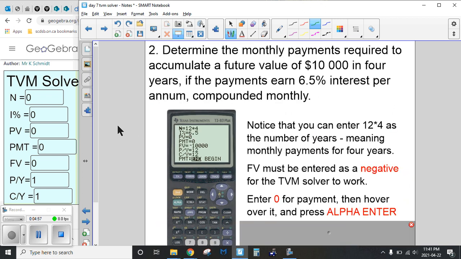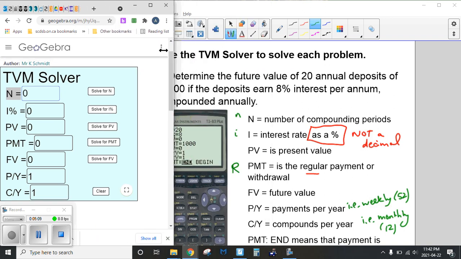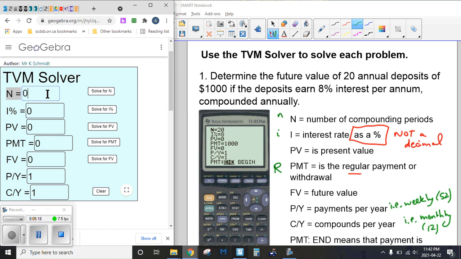Okay, I didn't actually finish that question, so we can enter those things. I'm going to make this small so we can see both. Okay, so n was 20. I'm going to use tab to fill in the next spot. The interest rate was 8%. There is no present value. You're not depositing anything at the beginning. You're going to make annual deposits later on as regular payments. So there is no present value.